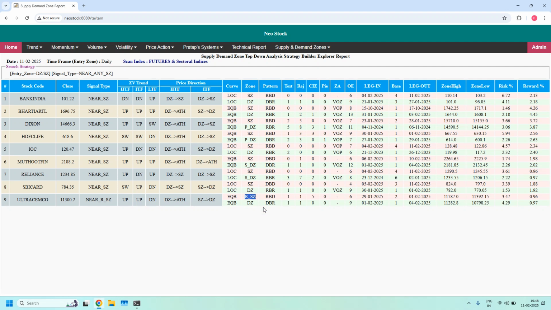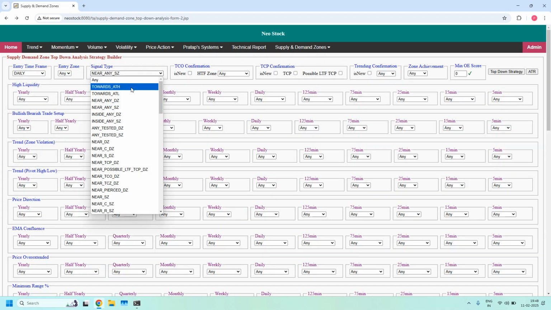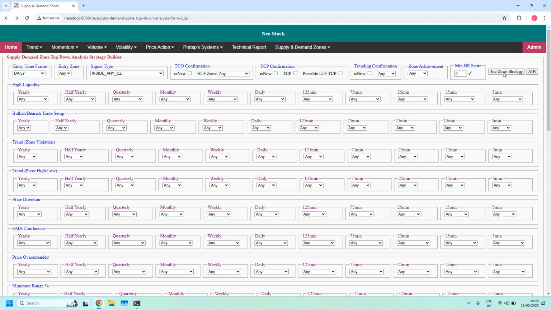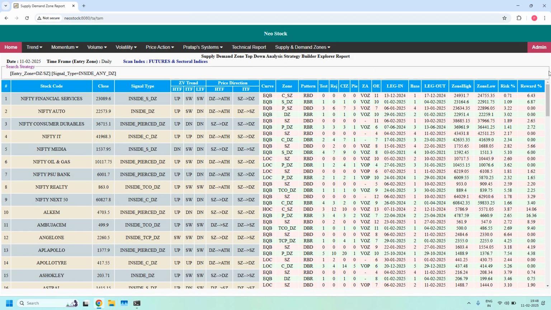We have only one high liquidity daily supply zone from this list, that is Ultra Cement. Okay, this is about high liquidity zones on daily time frame. Next, for daily time frame, price closed inside the daily demand zone. We got 104 stocks currently priced in closed in this.